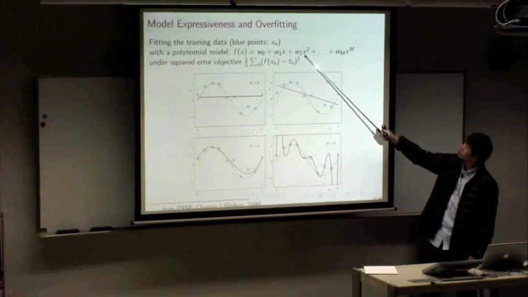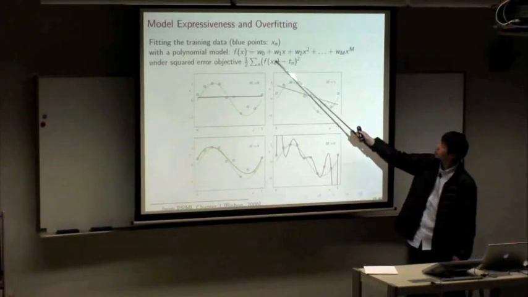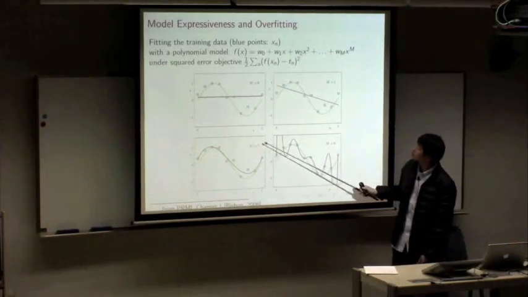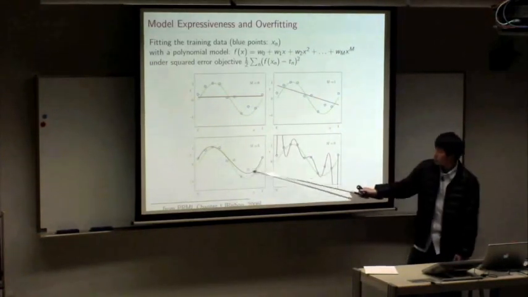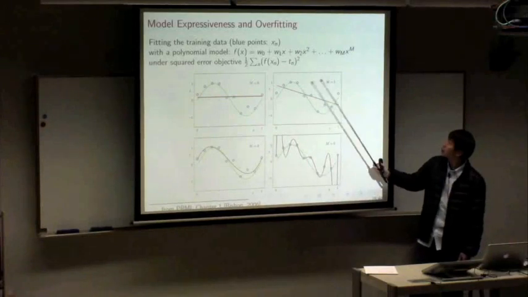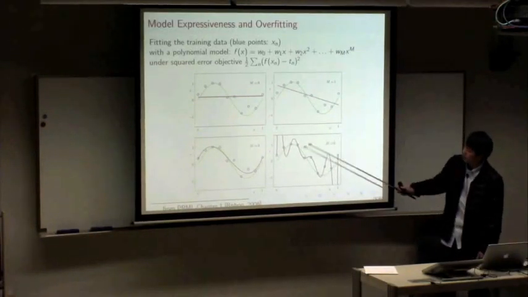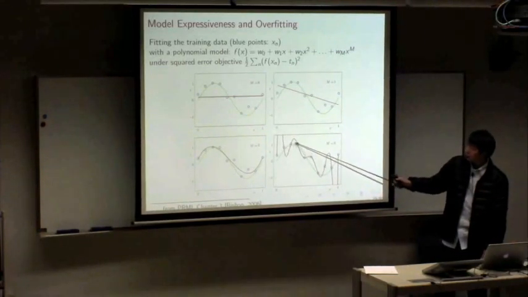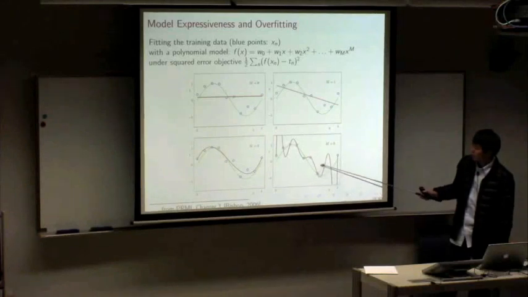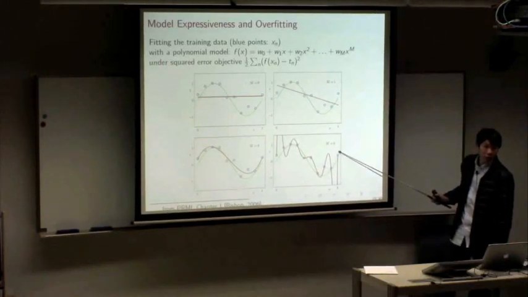If you have M equals 2, you have this model, or M equals 3 here. So you can fit something like this, which is better. You can actually even go further, right? If M equals 9, you can fit something like this, and you see that your red curve, your red fit, is actually perfect on all the training examples. So you perfectly fit every single training example.